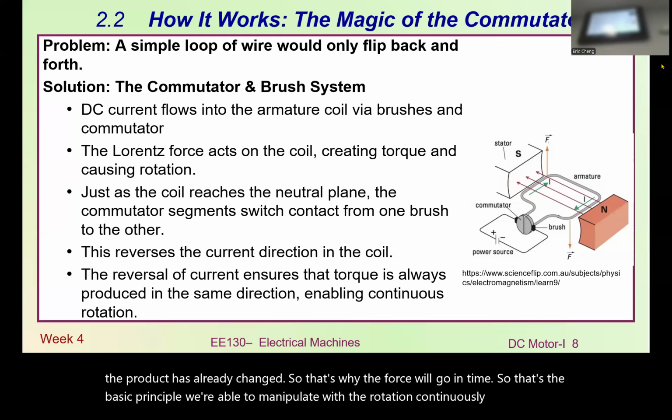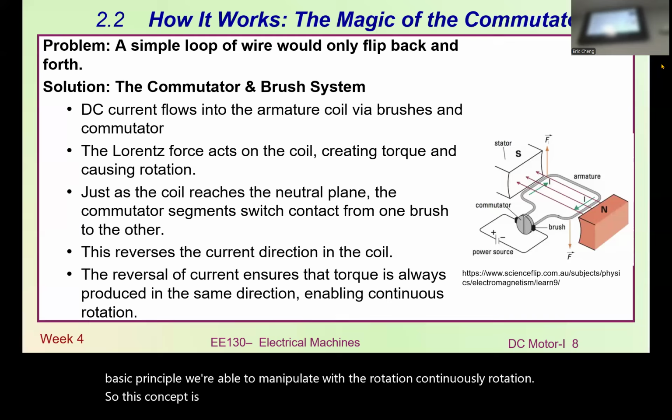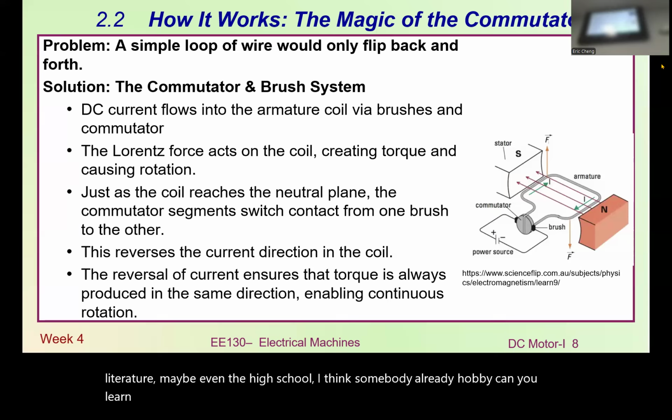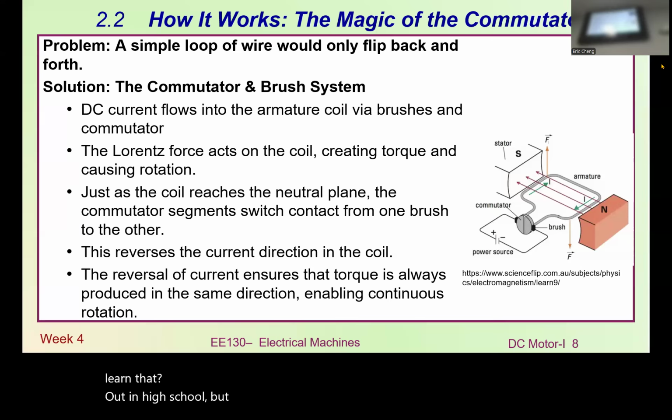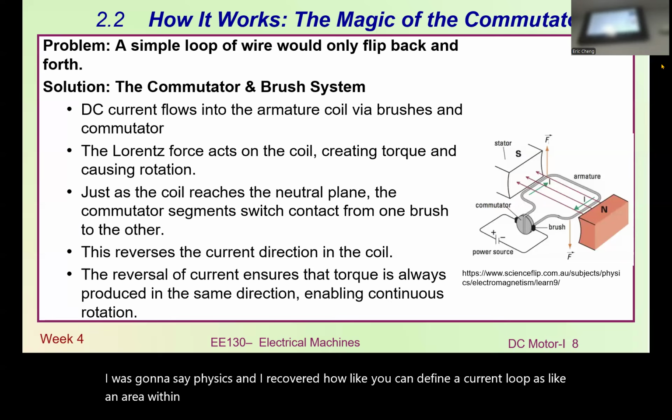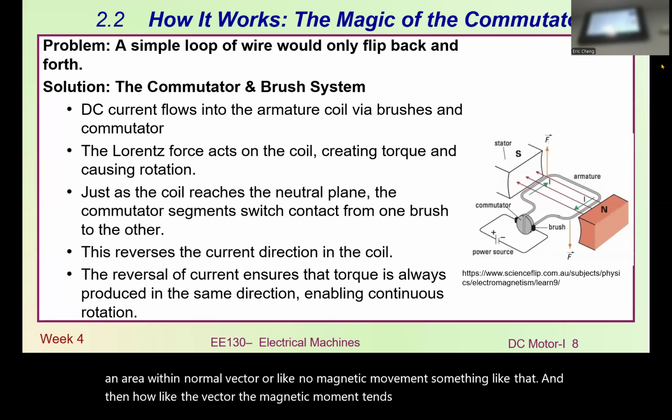This concept is quite well-known. If you go through any internet source, book or literature, maybe even high school, somebody has probably taught it. Have you learned that? No? Nice. But this diagram is very famous; we see it everywhere. I think tonight we covered how you can define a current loop as an area with a normal vector, or magnetic moment, and how the vector of the magnetic moment tries to align itself with the magnetic field. Yeah.